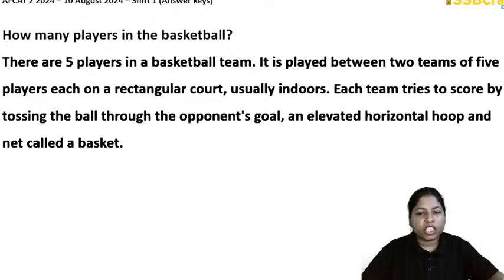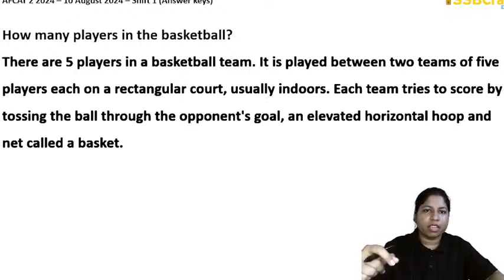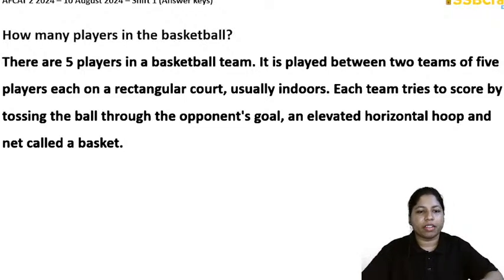And each team tries to score by tossing the ball through the opponent goal. जैसे कि आपको पता है फुटबॉल में होता है opponent goal में we focus on the opponent's goal. Similarly यहाँ पे भी opponent's goal पे focus करते हैं and the ball need to be tossed through the opponent's goal. So yes, it has this elevated horizontal hoop net and that is known as a basket. तो आपको पता है ऐसे hoop होता है, circular hoop along with the net. Okay, so that is the basket.